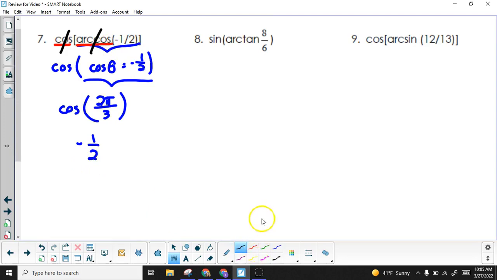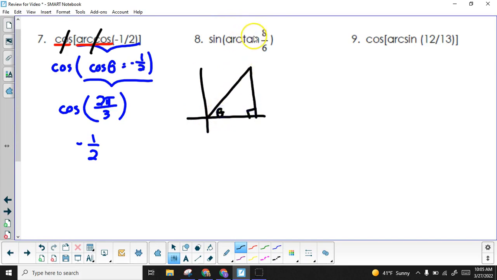Okay, for number 8, the sine of the arc tangent of 8 over 6. If we know our unit circle values, we know that there is no value on the unit circle where the tangent is 8 over 6. That means it is a non-unit circle value, so we need to draw in our triangle. Arc tangent is positive, so we're going to draw our right triangle in the first quadrant. Here's our angle theta.